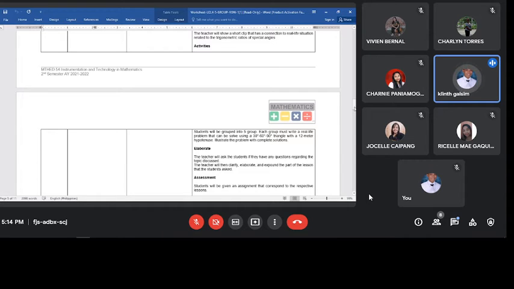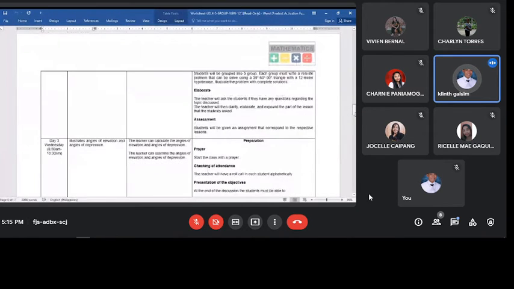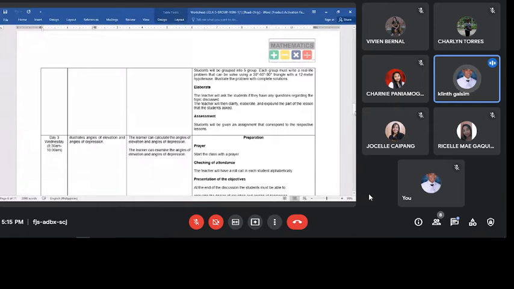Next, the teacher will ask the students if they have any questions regarding the topic discussed, and then the teacher will clarify, elaborate, and expand the part of the lesson that the students ask. And then lastly, the teacher will assess the students, and they will be given an assignment that corresponds to their respective lesson.